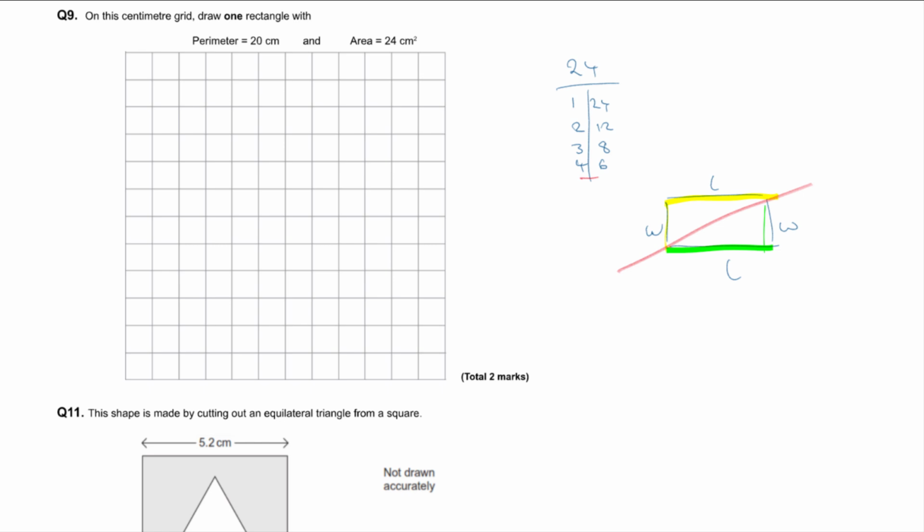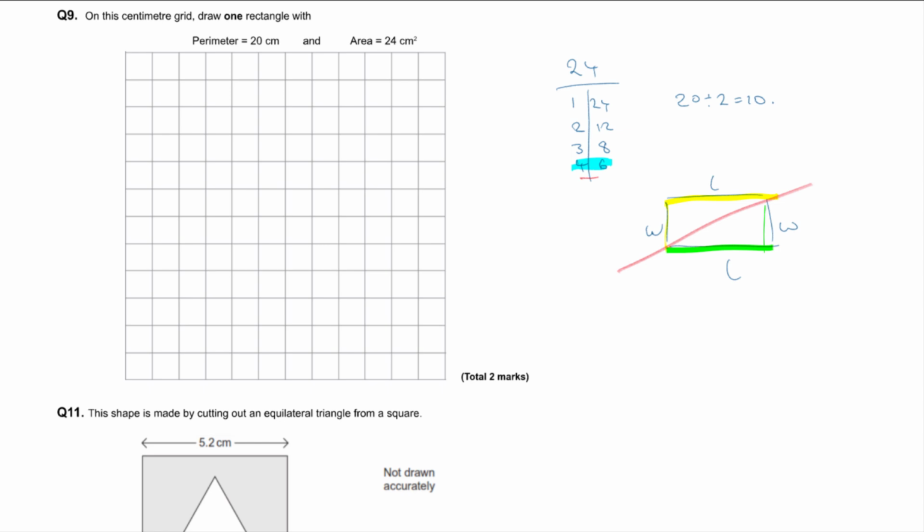So the perimeter being 20, if I take 20 and divide it by 2, I'm going to get 10. So my length and width here need to add up to 10. So which factor pair adds up to 10? It's going to be this factor pair here, isn't it? It's the 4 and the 6. Okay, so 4 plus 6 is 10. So then double that up. That's going to give me the perimeter of 20, and multiplying it together, it's going to give me the area of 24. So I just need to draw a rectangle which is 4 by 6.